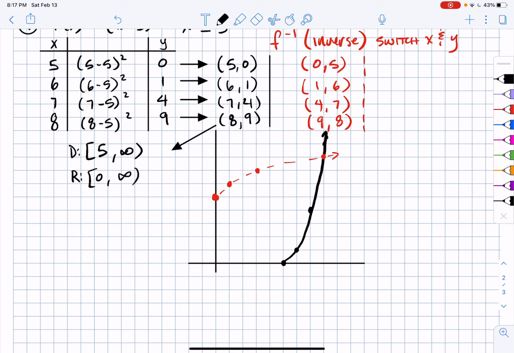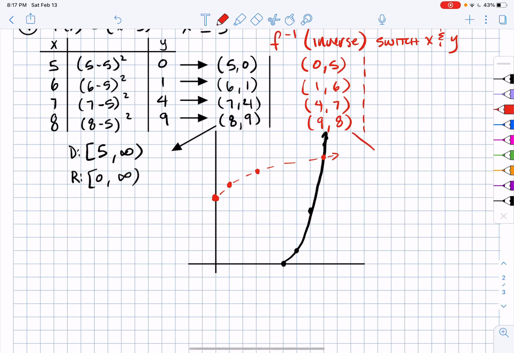And then the domain and range for my red points, the domain is going to be from 0 to infinity. And my range is going to start at 5 and it's going to go to infinity as well. Okay? So the question is, which of those choices are correct? Which is really choice C.